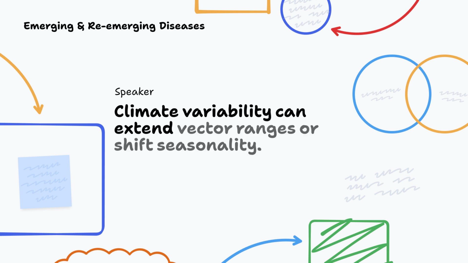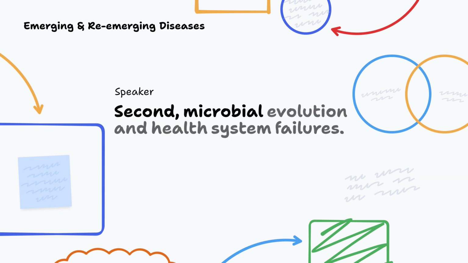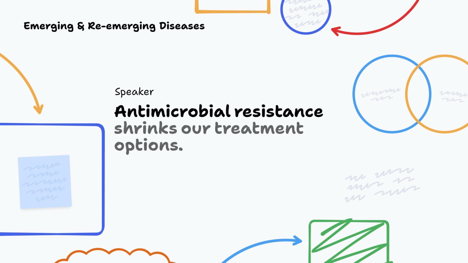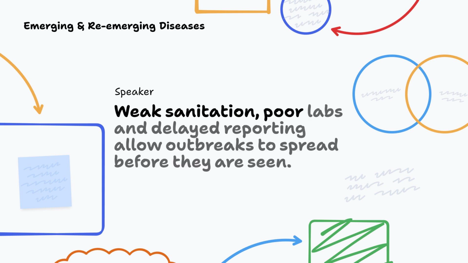Climate variability can extend vector ranges or shift seasonality. Warmer temperatures can accelerate vector breeding and pathogen replication. Second, microbial evolution and health system failures. Antimicrobial resistance shrinks our treatment options. Insecticide resistance blunts vector control. Weak sanitation, poor labs, and delayed reporting allow outbreaks to spread before they are seen.